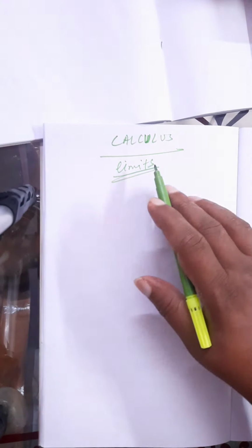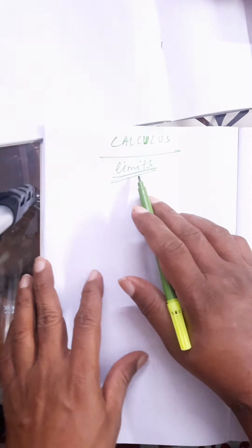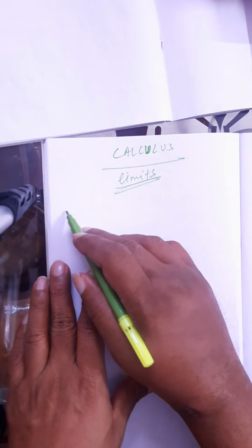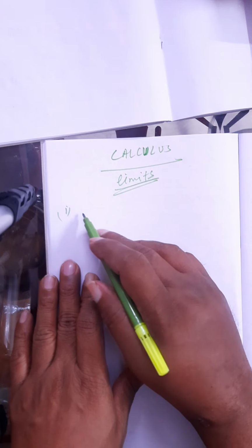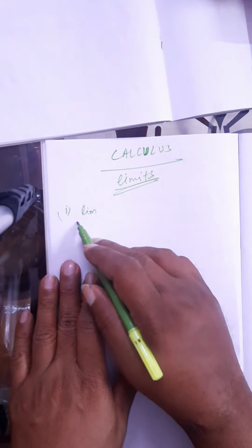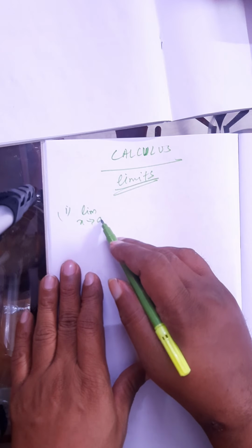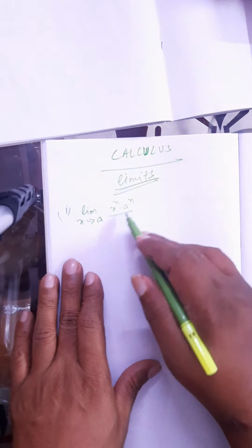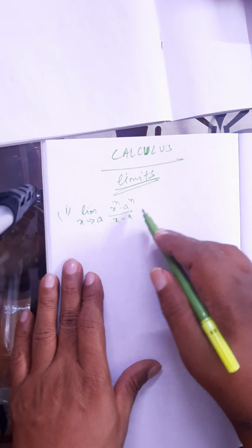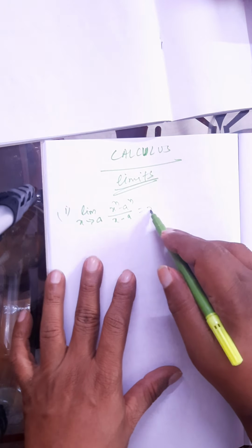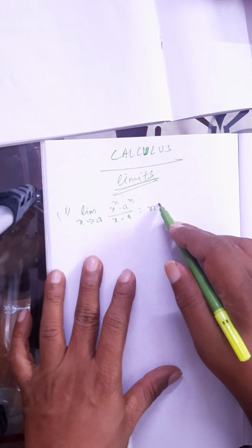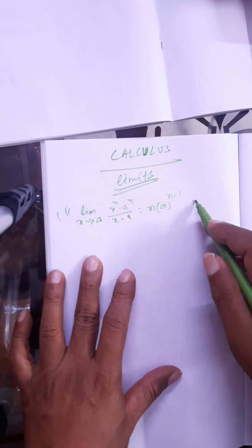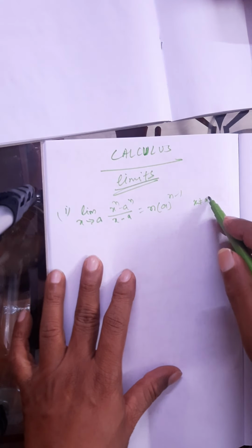Today we are going to start calculus. In calculus, limits. Okay. Some important formulas I am going to write here. Limit x tends to a, (x^n minus a^n) divided by (x minus a). Whenever this is there, the limit of this is nothing but n times a^(n minus 1), where x is not equal to a.